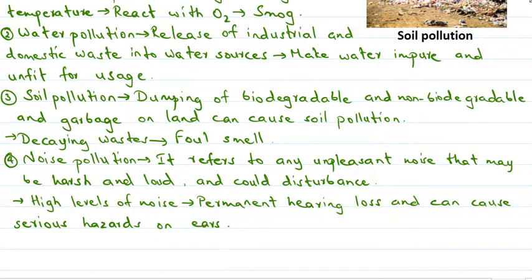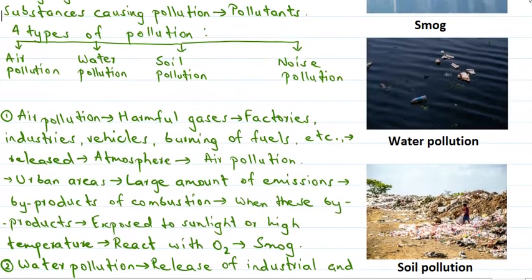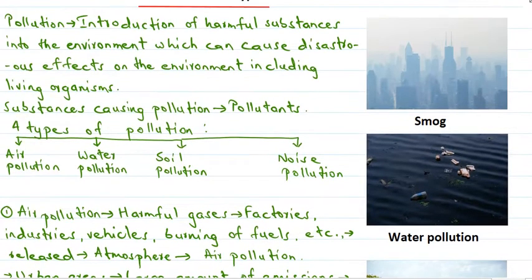So now let's quickly revise everything that we have talked about today. Today we have covered pollution and the different types of pollution. So what is pollution? Pollution is the introduction of harmful substances into the environment, and these harmful substances can cause disastrous effects on the environment, including the living organisms. Now the substances that cause pollution are called pollutants, and there are four types of pollution. One is air pollution, water pollution, then soil pollution, and noise pollution.